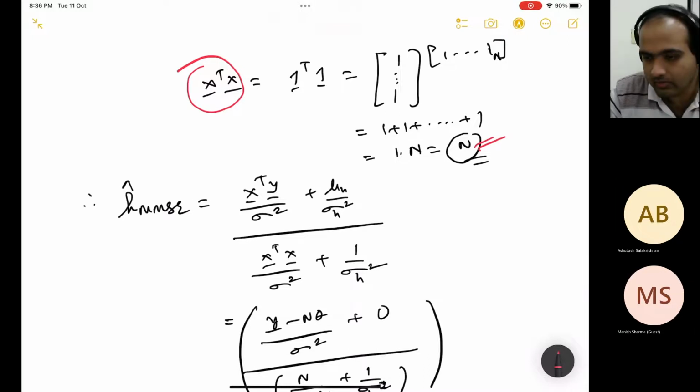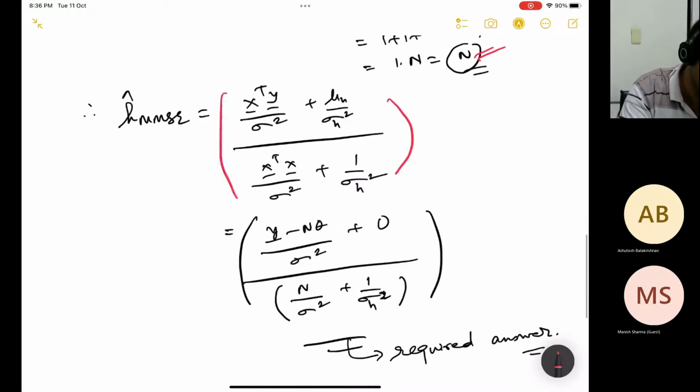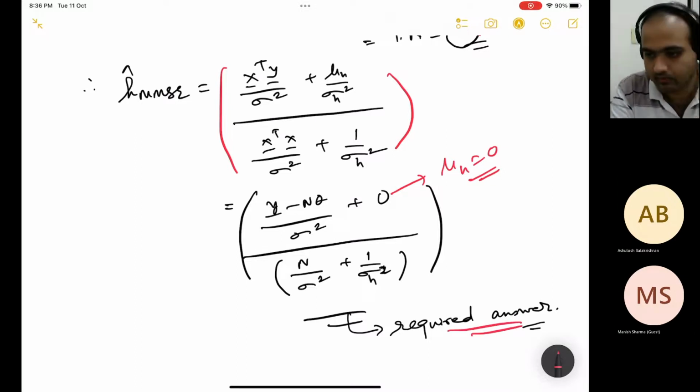So to compute h hat MMSE, if we plug all the values into this expression, we basically have the sum of y minus n theta over sigma square, plus 0 because mu h is 0, which is given in the question, and we have n by sigma square plus 1 by sigma h square, which is our required answer.